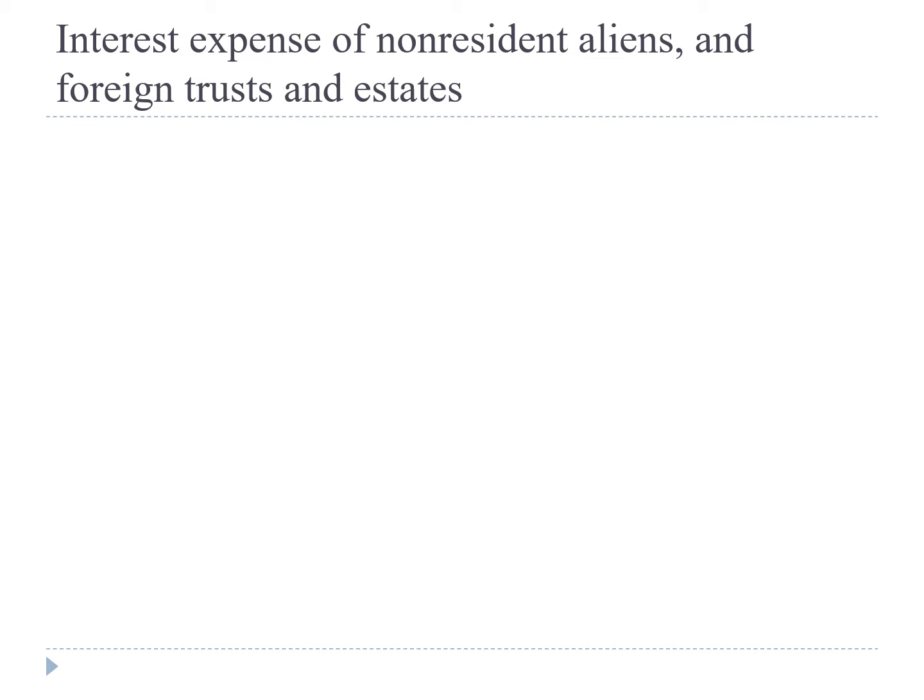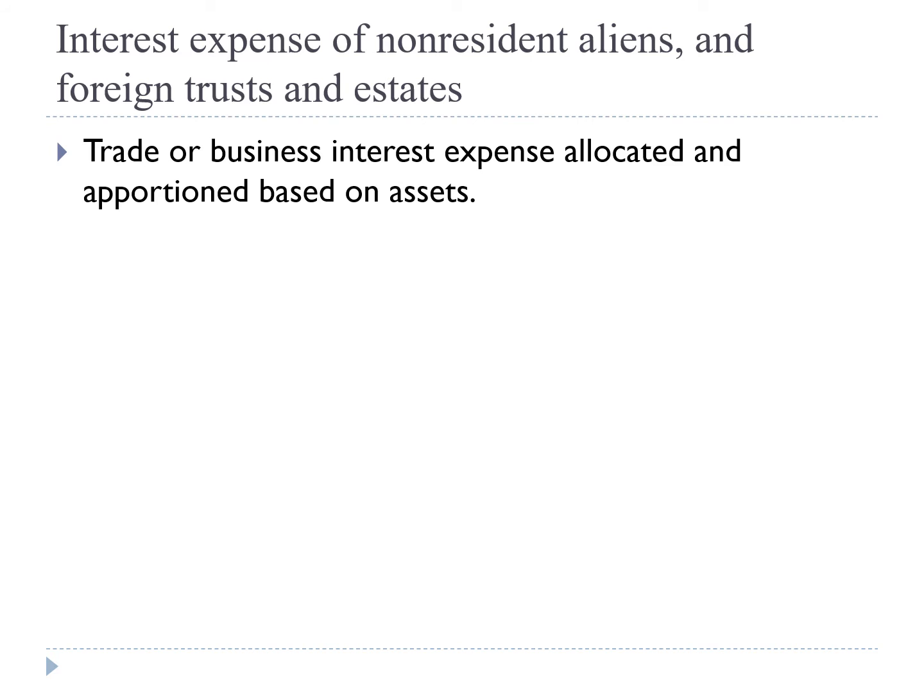Let us turn briefly to the allocation of interest to non-resident aliens and foreign trusts and estates. Trade or business interest expense is generally allocated and apportioned. All allocations and apportionment of interest expense are made on the basis of assets rather than gross income.